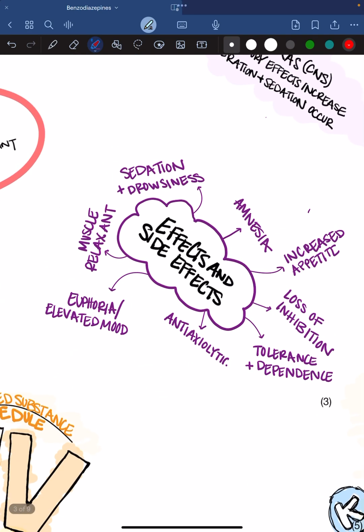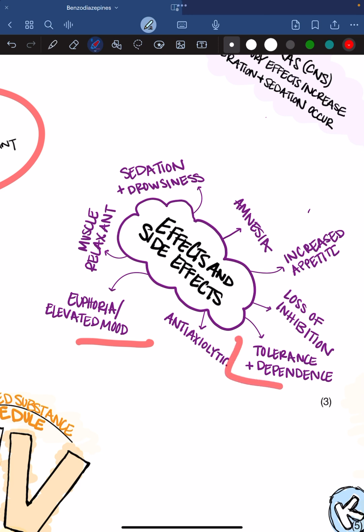Some of the effects and side effects that might be found when taking benzodiazepines are all pretty universal to different kinds of benzodiazepines, and depending on whatever condition is being treated and whatever effects are being sought after, these might be intended effects or side effects. So sedation and drowsiness, and then that also can cause amnesia, and they cause increased appetite, loss of inhibition. Anxiolytic means that it decreases anxiety. They can also cause euphoria and elevated mood, and physically relax muscles.